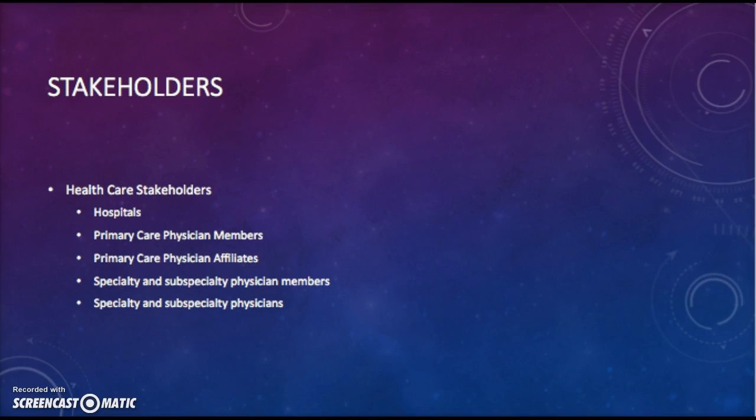So here's one that's relating to preferred provider organizations. So you have the hospitals. One part of the hospital is going to own Class A stock. The other part of the hospital will own Class B stock. Then you have primary care physician members who own Class C stock. You have primary care physician affiliates who do not own any stock. You have specialty and subspecialty physician members who own Class C stock, and you have specialty and subspecialty physicians who do not own any stock. So you can see as the commercial corporations, they own everything in the stock, but as healthcare, it varies across the different entities on who owns what stock.